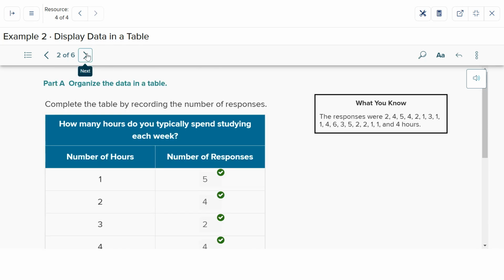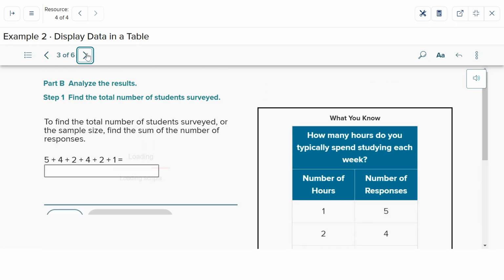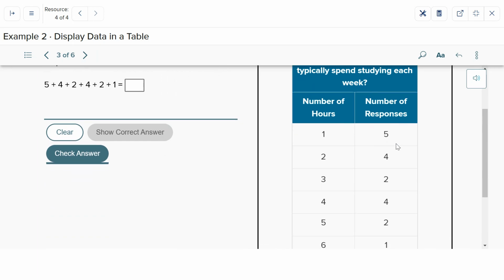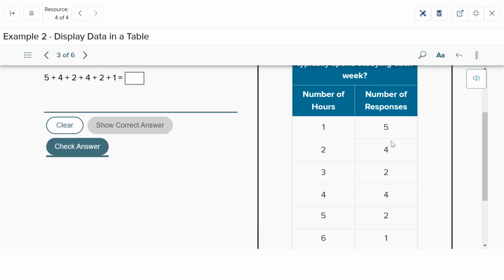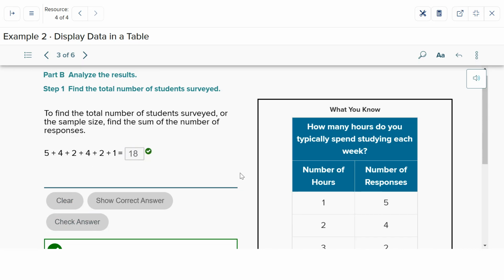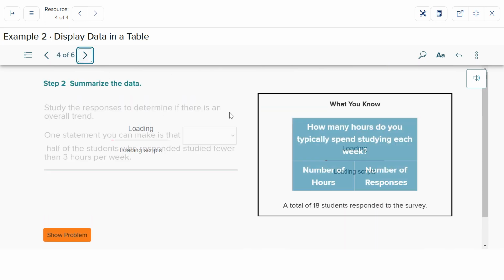Okay, great. So once you have that filled out in your table, you can find the total number of students surveyed, and this is going to help us analyze the results. So what we are adding up here is the number of responses column. So we've got 5, 4, 2, 4, 2, 1, and we're adding those up. And then what is that? 9, 10, 11, 15, 16, 17, 18, right? All right. So you have 18 people in your class, supposedly.